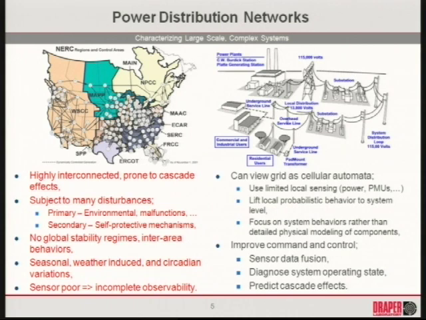So one of the things you got with the power distribution network is they make it redundant. So it's gridded. It's not necessarily just a radial network, especially in the transmission area. So this leads to a couple of things.